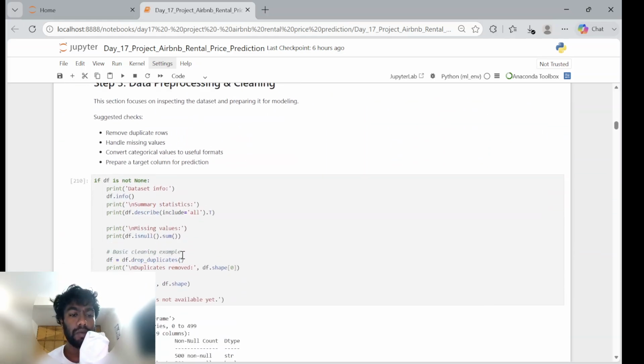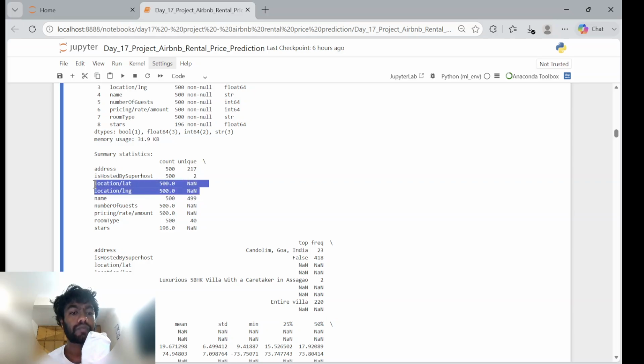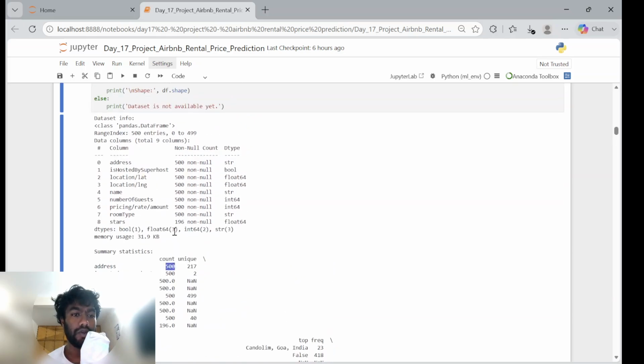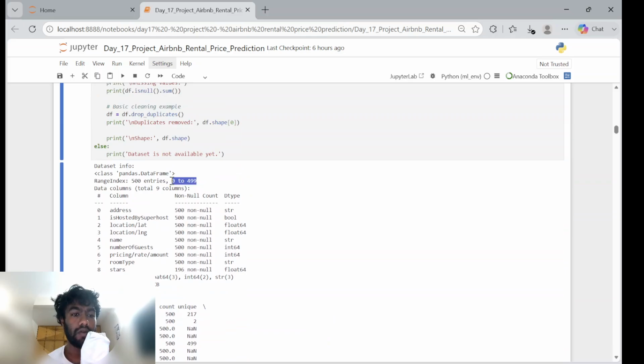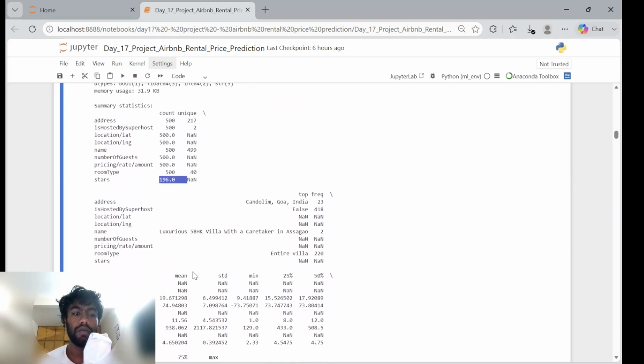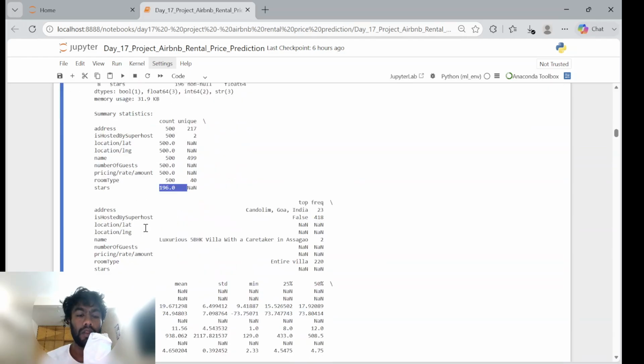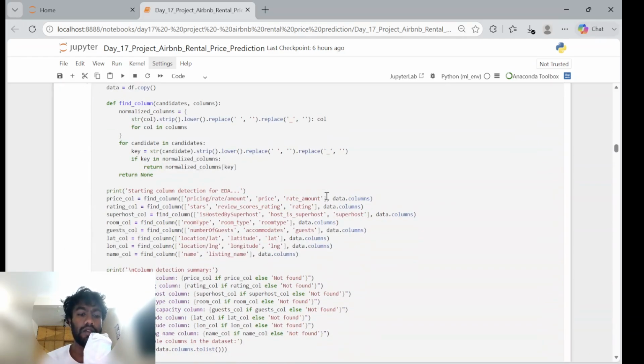So, the data processing and pre-processing step. We have all of these columns, and we see all of these unique values, and all of these are showing 500, which also gives us the knowledge that there are 500 rows and about 9 columns, right? So yeah, that's about it. Stars, if you see, there are missing values in the stars column, so we are going to fill it up.